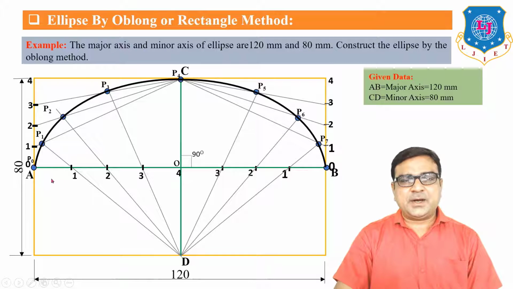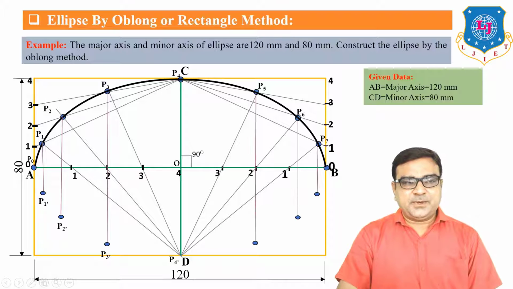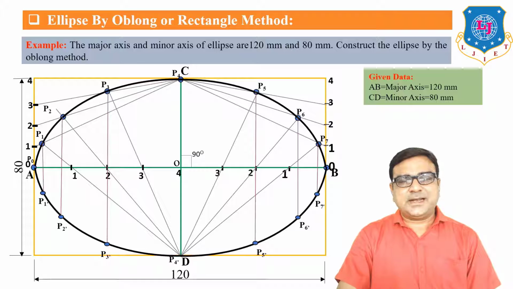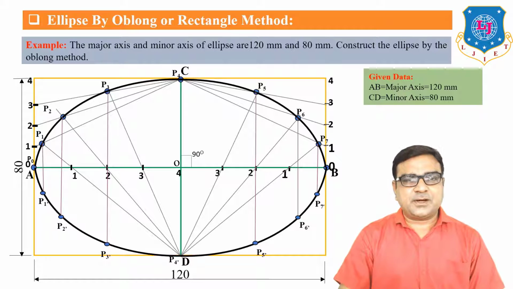You can complete it by applying the same method here or the symmetrical method. Here you can say the distance of P1 from this horizontal line is exactly the distance of this point from the horizontal line, because the ellipse is symmetrical about the horizontal axis. So obtain P1 dash, P2 dash, P3 dash, P4 dash, P5, P6, P7, P8 and trace out all the points to complete the profile of the ellipse.